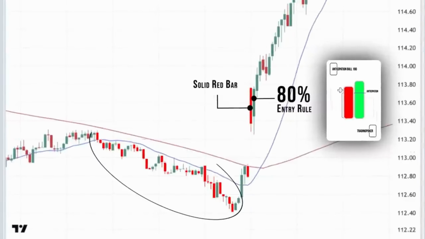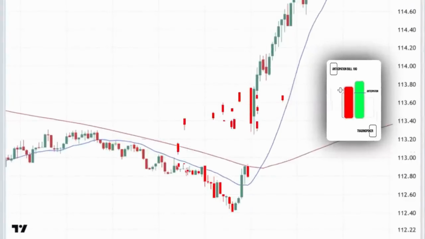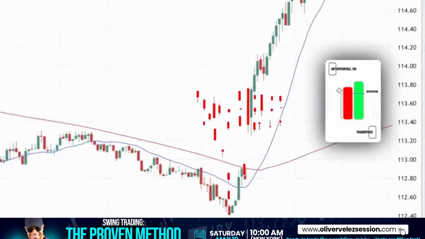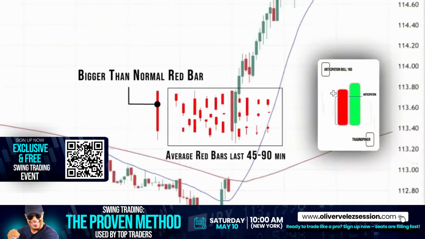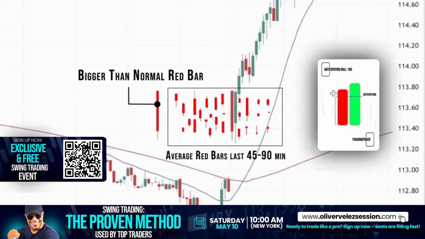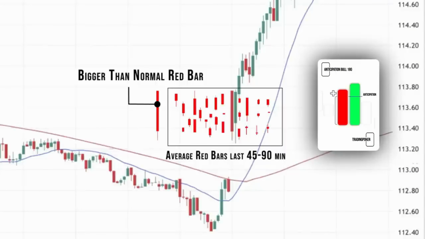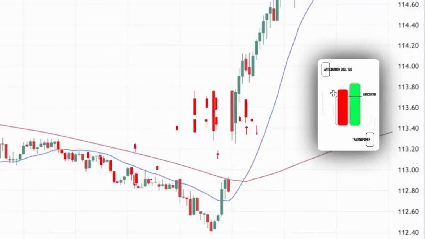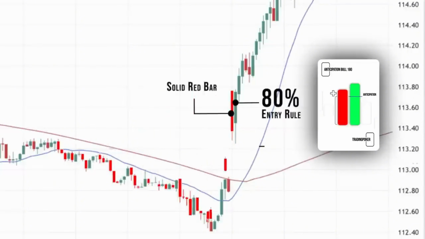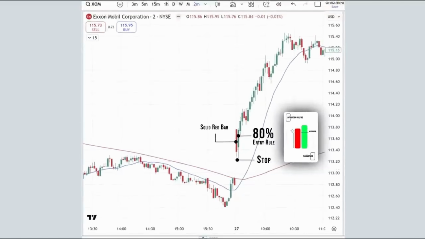Because look at the average size of your red bars over the recent history. That's how you judge it. So this is truly huge compared to your average red bars in the recent past. You don't have to go through all the past, just the recent past. And so I'm okay with you doing the 80% entry there. Boom, stop below the low. And the rest is history.